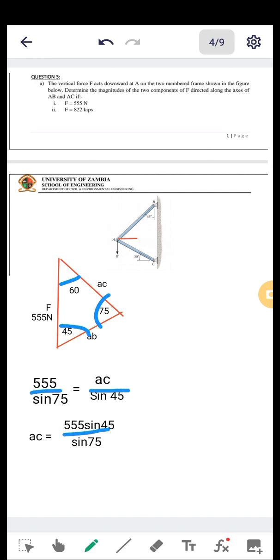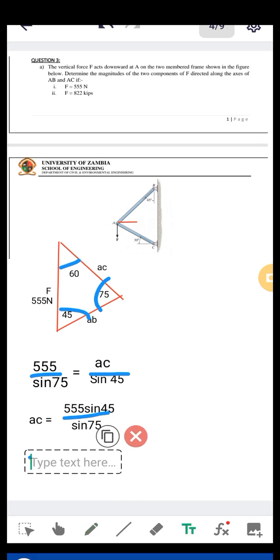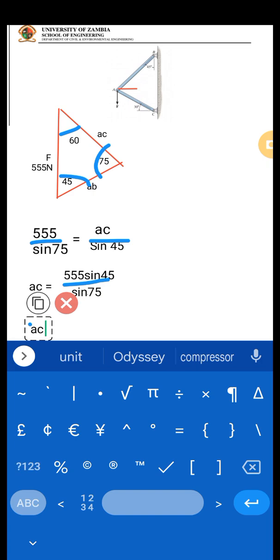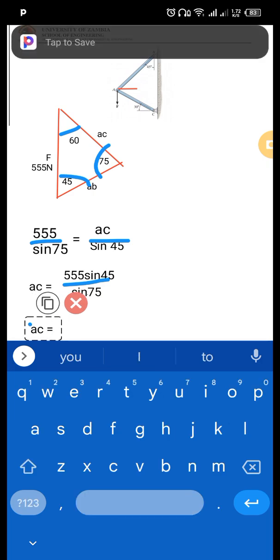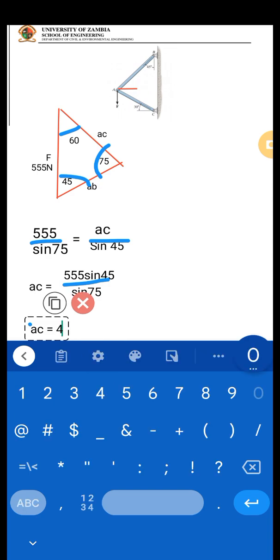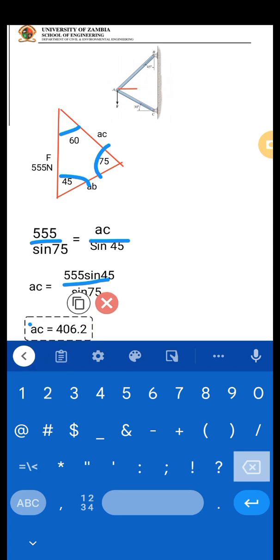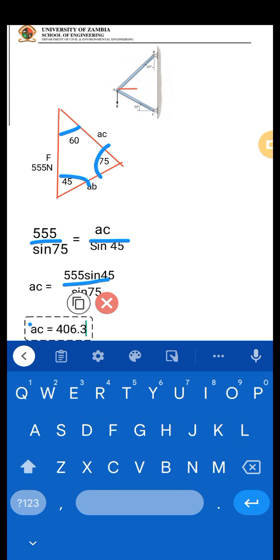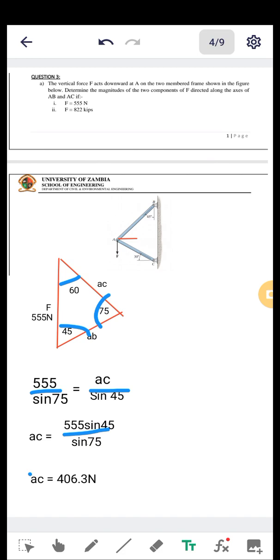Now you punch in everything and find the value. I have a calculator here. You say 555 sine 45, then divided by sine 75. Here it's giving me 406.3 Newton. The force is in Newton. So that is my AC.